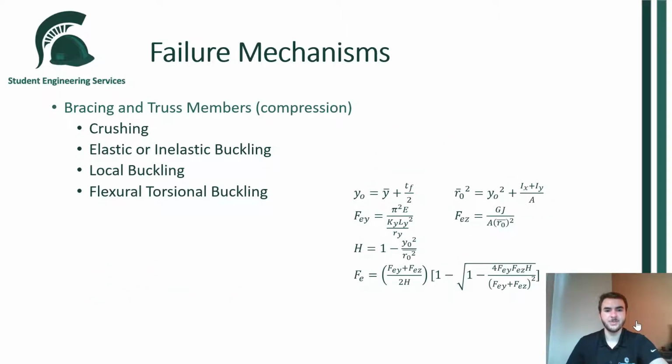Bracing and truss members must be checked for axial compression and tension because they will experience both through their service life. For axial compression, they should be checked for the same failure mechanisms as columns, so crushing, buckling, local buckling, and flexural torsional buckling. And because WT sections, which are T-shaped sections, will be used for these members, flexural torsional buckling could be a governing factor because these members are not doubly symmetric, so this needs to be checked as a failure criteria as well.